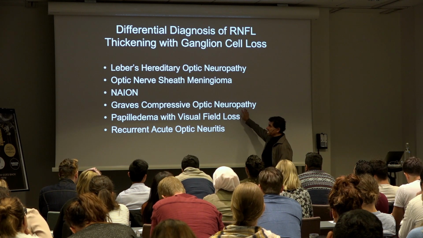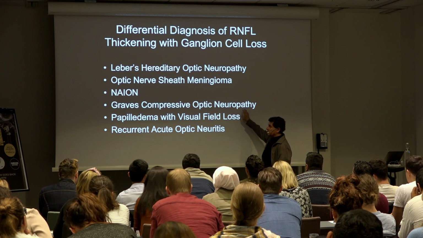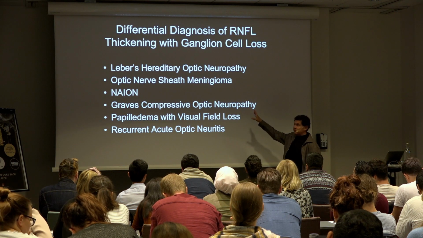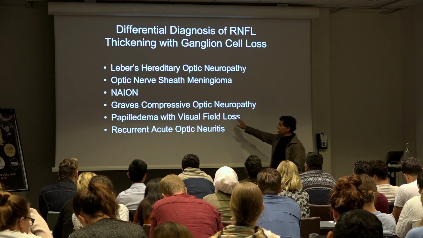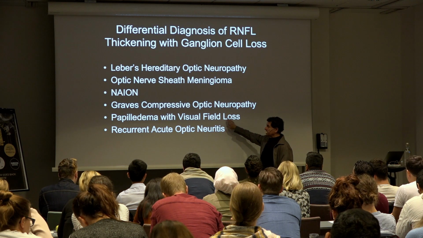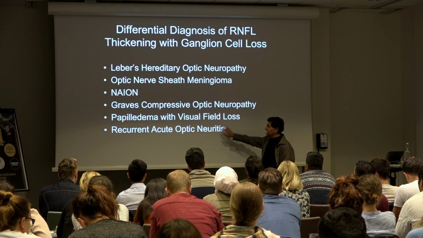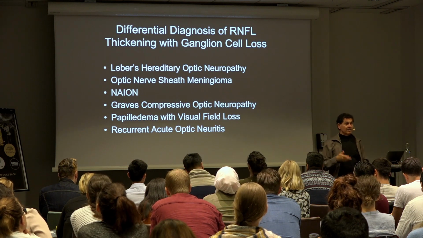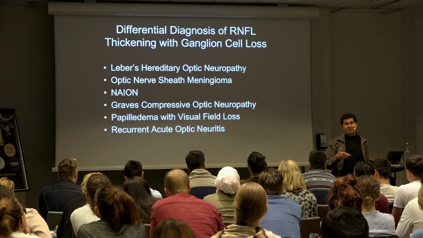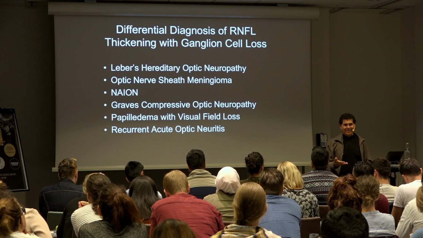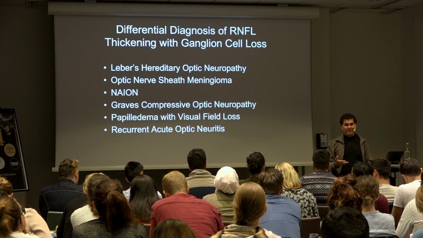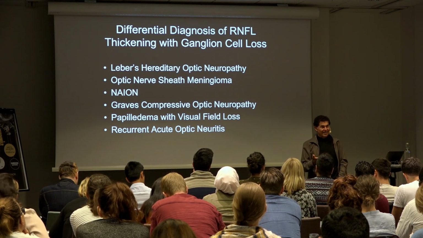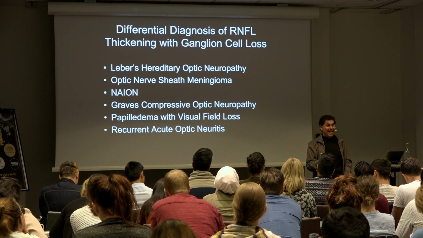Graves' compressive optic neuropathy, where there's already ganglion cell loss and you're getting an orbital compression which causes swelling. We talked about papilledema from any cause of raised pressure with visual field loss. And then, just like you said, recurrent acute optic neuritis can sometimes, recurrent meaning they already had ganglion cell thinning from a previous episode, and now they've got a new episode, and even though you've seen it within a few days, there's thinning. That kind of tells you they had something before.